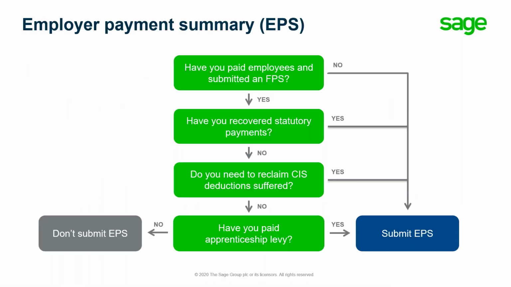Right, so that is about it. This flowchart is in the slides. If you wanted to download it, it's just sort of a flow to tell you whether you need to do an EPS. So have you paid your employees this month? If not, send an EPS to inform HMRC that no payment is due. And then have you recovered statutory pay, CIS deduction suffered, or paid apprenticeship levy? If so, send your EPS. If not, you don't need to submit it. So everything you've already sent in your FPS makes up your liability.